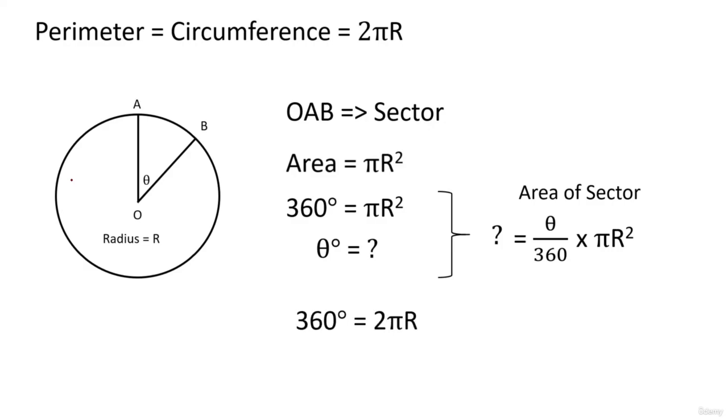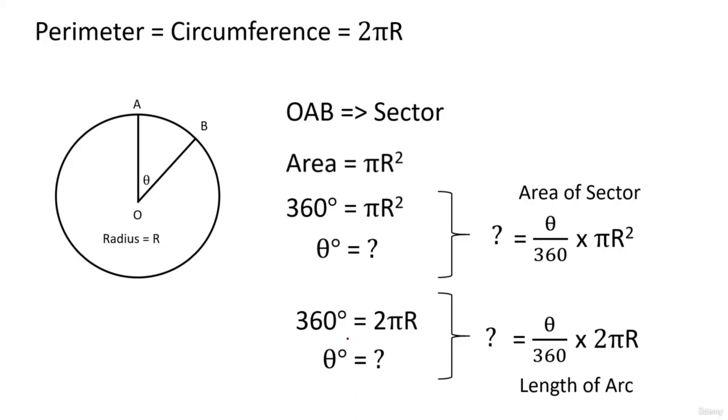Okay, yahi pe suppose I tell you that for the entire circle the circumference is 2 pi r, right? That means for 360 degrees the measure of the arc, the circumference, the entire length of the boundary is 2 pi r. So for 360 degrees if the length is 2 pi r, theta ke liye length kitna ho jayega? You can cross multiply. It is theta upon 360 into 2 pi r. That is called as the length of the arc.